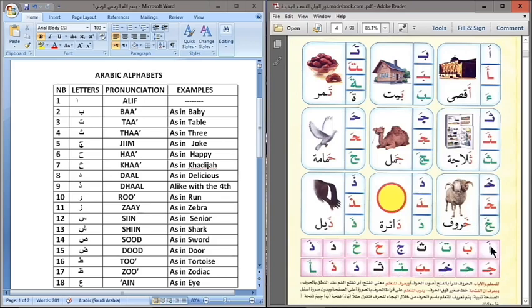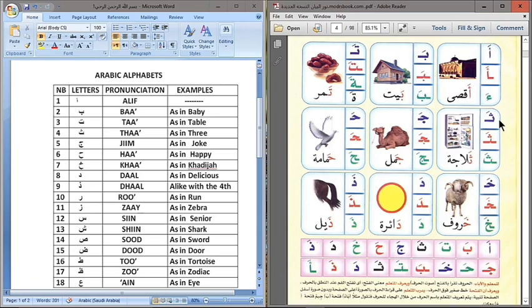Ha, this is it. So this is Hamza, Fatha, A. Ba, Fatha, Ba. Ta, Fatha, Ta. Tha, Fatha, Tha. Jim, Fatha, Ja. Ha, Fatha, Ha. Kha, Fatha, Kha. Da, Fatha, Dal. Tha, Fatha, Tha. As you can see, these are the first 9 letters that we'll be treating on this page.